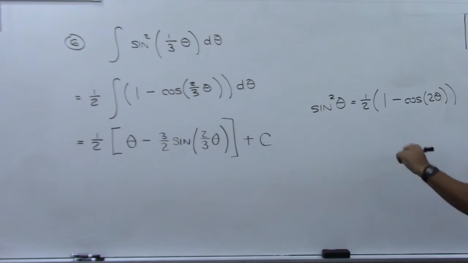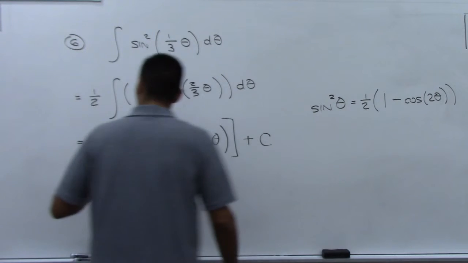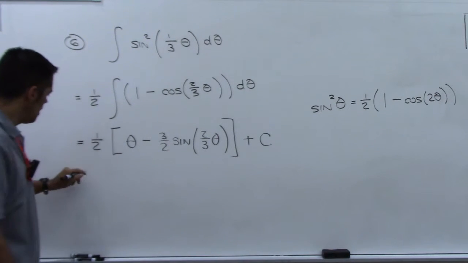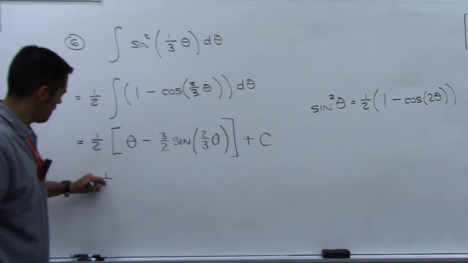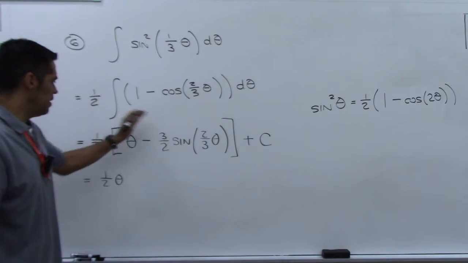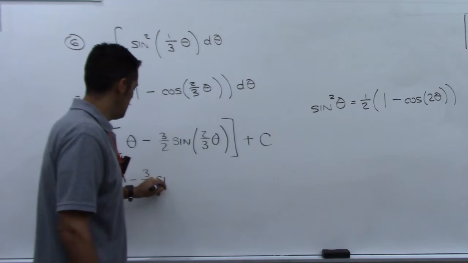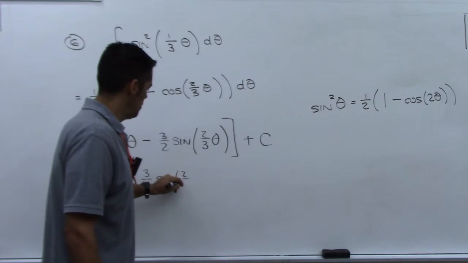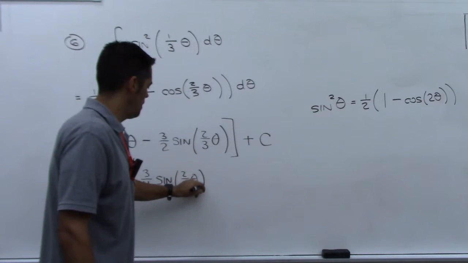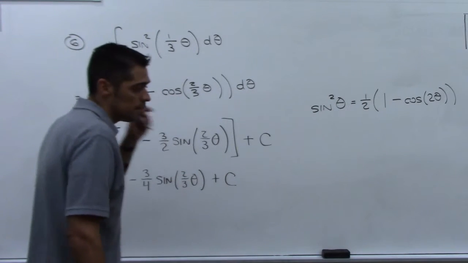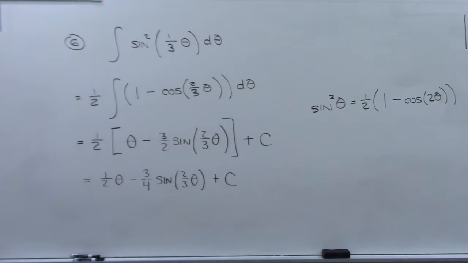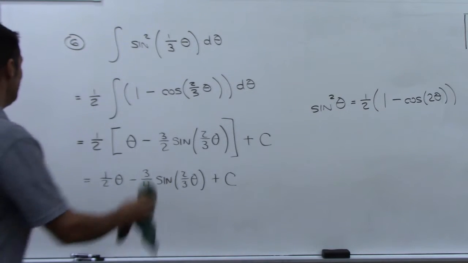And then I can distribute my 1/2 through. And when I do that, I get 1/2 theta, distribute here to here, minus 3/4 sine 2/3 theta plus a constant. That's it. We're done. All right, number 7, cosine to the 4th of 2t dt.